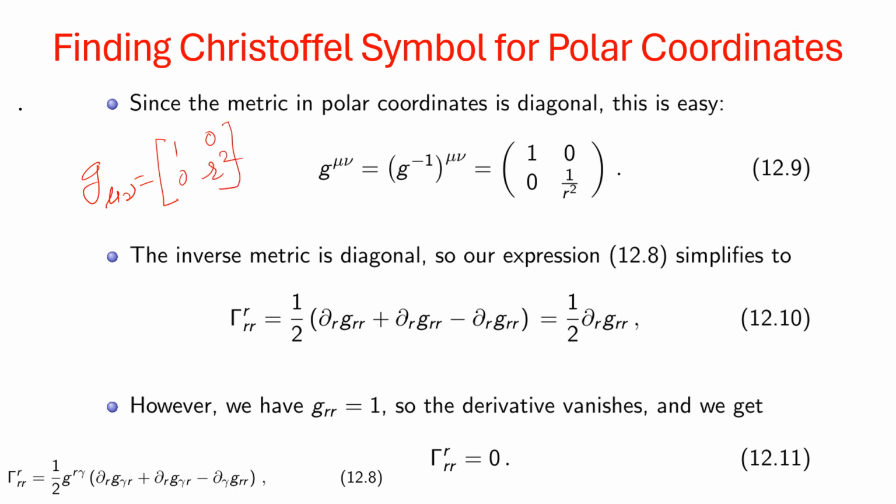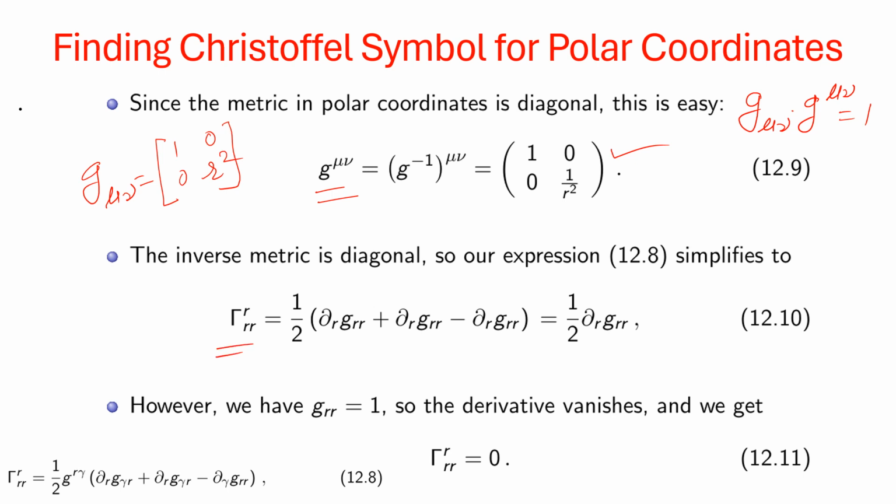So the inverse of that is g superscript mu nu. It appears like this. So obviously g mu nu into g mu nu is equal to 1, because the two matrices are inverse of each other. So here we are interested in finding gamma r r r.